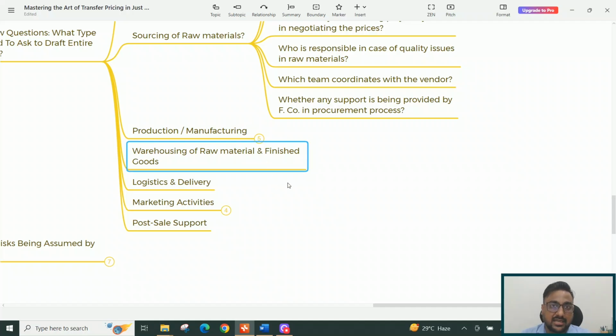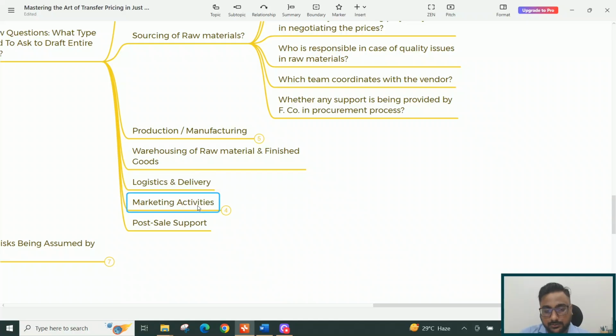Then there could be questions pertaining to warehousing of raw material and finished goods. Is there any help given by the foreign company in warehousing? Where is the raw material getting warehoused, where are the finished goods being warehoused? Does the Indian entity only manufacture and directly send the goods to the foreign entity? It just warehouses for 2-3 days and sends it to the foreign entity, or the foreign entity has their own warehouses on the ports, etc. Such questions are also relevant, from where you can understand the role of the foreign entity in a particular function, right? Then who manages the logistics and delivery process? There could be questions revolving around that as well.